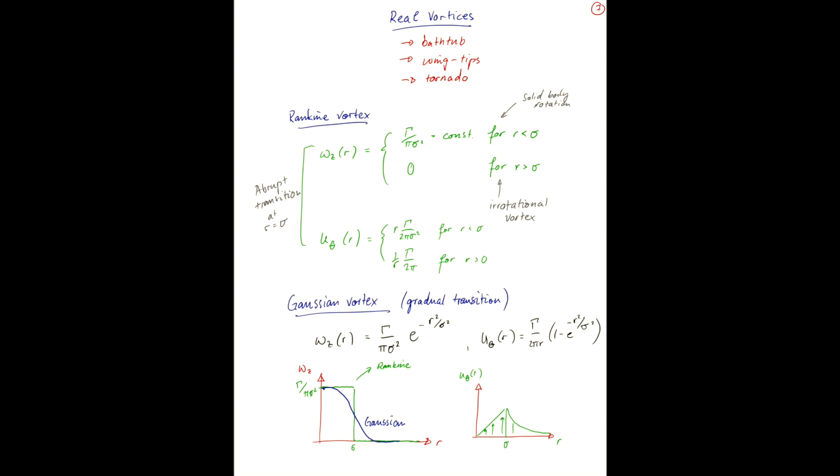Whereas for the Gaussian, this down here is Rankine, and then the Gaussian one, u theta versus r, has this type of shape here. And that concludes our discussion of idealized simple flows.